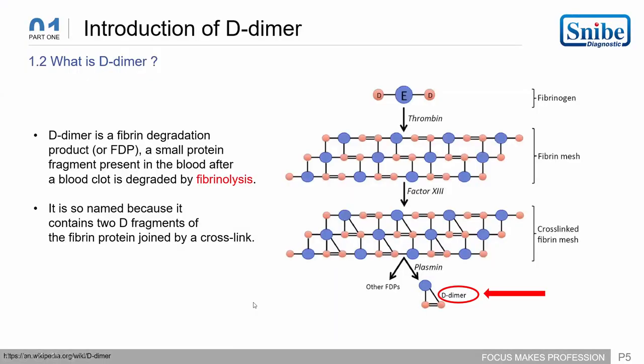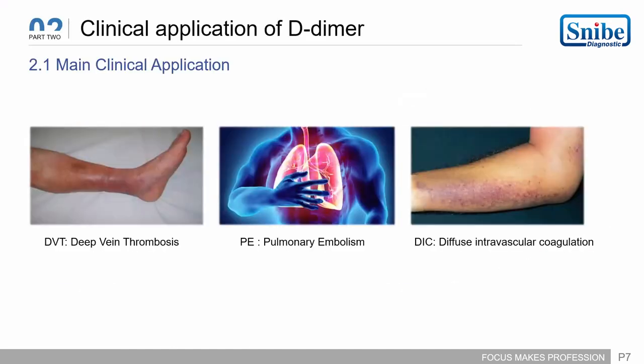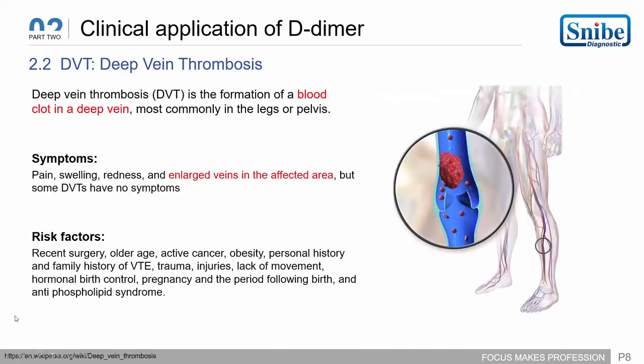So how does blood coagulation occur in vivo? You see that D-dimer is a fibrin degradation product. Let's talk about the clinical applications of D-dimers. The main clinical utilization of D-dimer is in DVT, that's deep vein thrombosis, along with pulmonary embolism, that's PE, and disseminated intravascular coagulation, DIC. These are the three major utilizations for the monitoring and supportive prognosis of D-dimers.